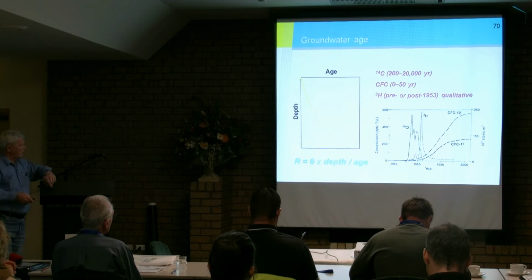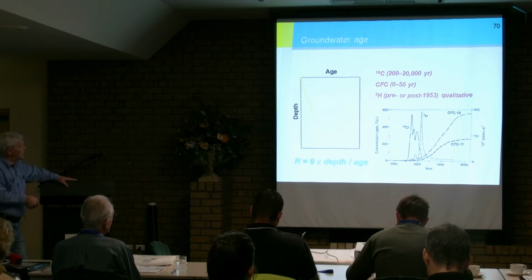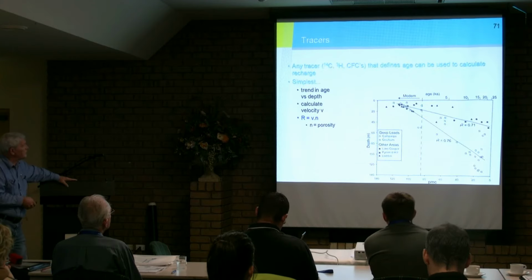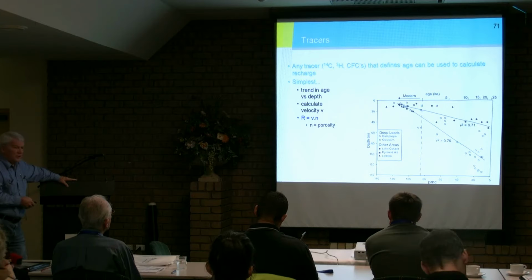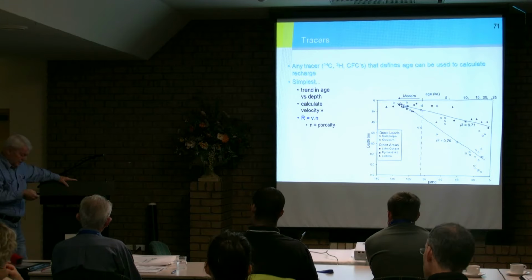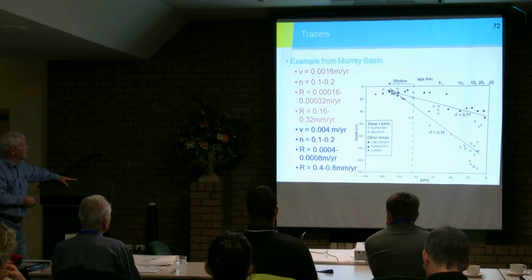You can also use tracer methods to determine recharge by looking at the age of the water in the various parts of the aquifer. Okay. Again, this is a field that I'm not familiar with, and I mentioned the other day that Habermal and others use chlorine-36 to analyse the age of the water of the GAB. Here's some examples from the Murray.